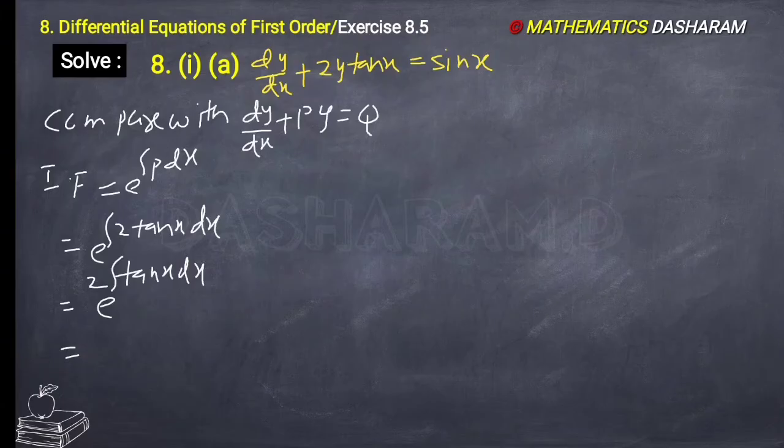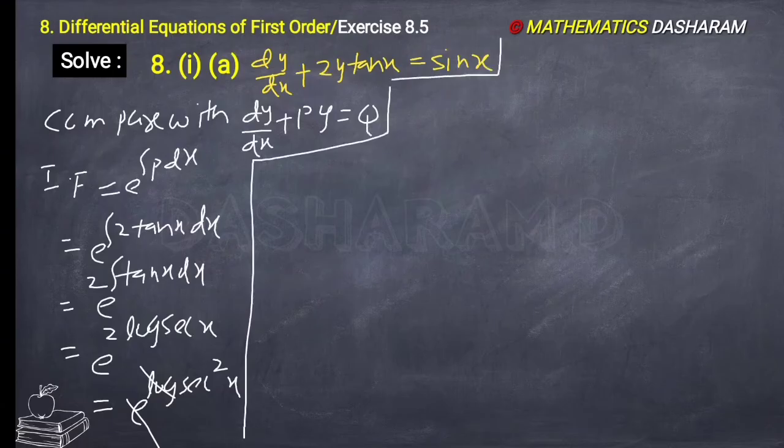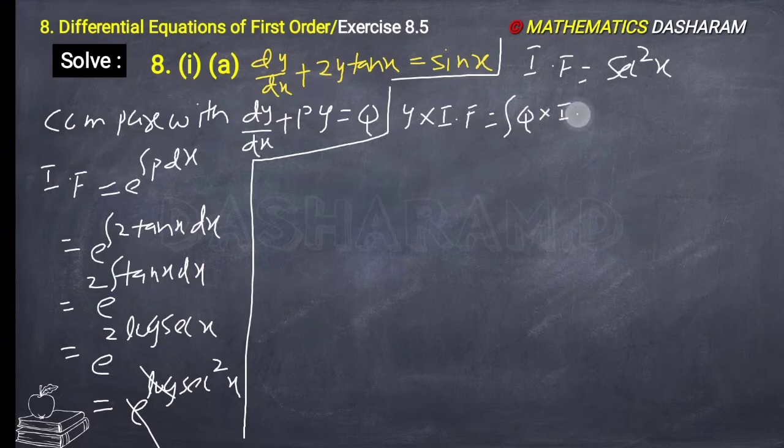So e to the power of 2 into integration tan x dx. So it is equals to e to the power of 2 into log sec x. So e to the power of log secant square x. So e and log cancel. So then what is the integrating factor here? Secant square x is the integrating factor. Now the formula to find out the solution is y into integrating factor equals integration q into integrating factor dx plus c.